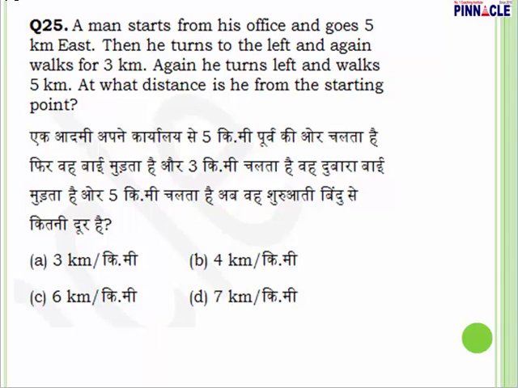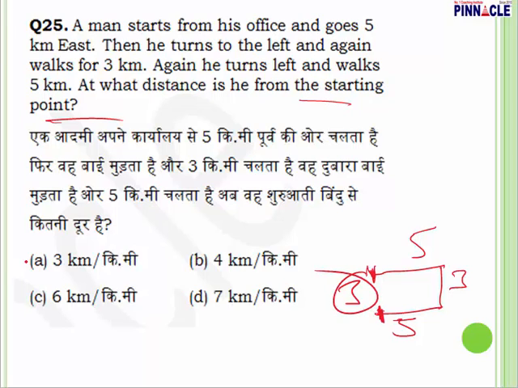Question 25. A man starts from his office and goes 5 km east. Then he turns left and walks 3 km. Again he turns left and moves 5 km. What is the distance from the starting point? This is the starting point and this is the final point, the distance is 3 km, option A. This is all about reasoning.